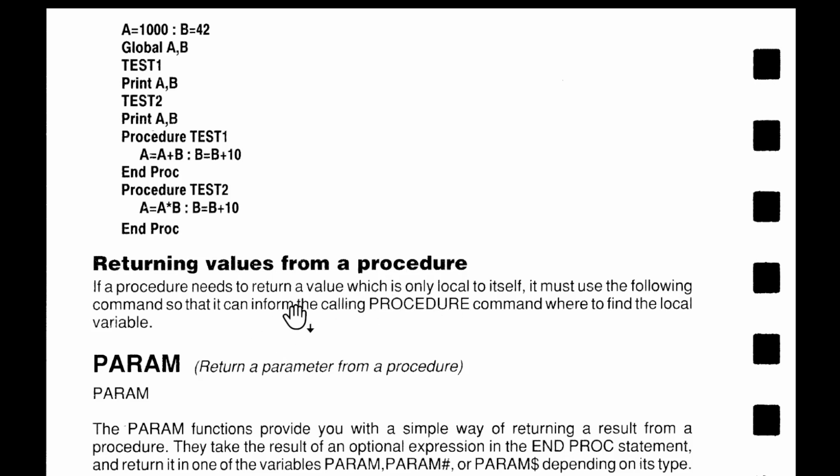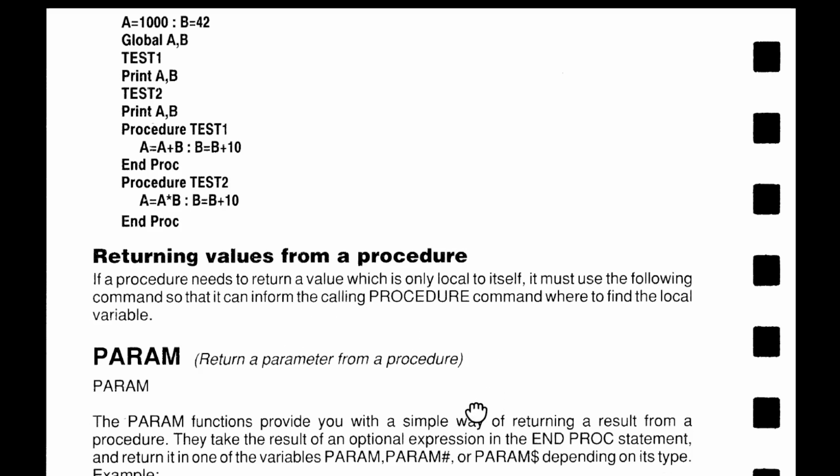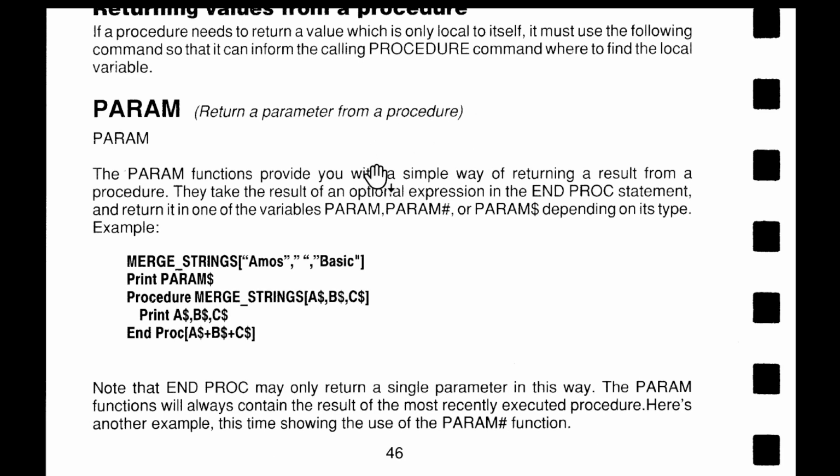If a procedure needs to return a value which is only local to itself, it must use the following command so that it can inform the calling procedure where to find the local variable. Param: return a parameter from a procedure. Param. The Param functions provide you with a simple way of returning a result from a procedure. They take the result of an optional expression in the End Proc statement and return it in one of the variables Param, Param#, or Param$ depending on its type.